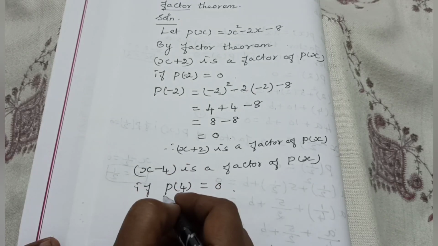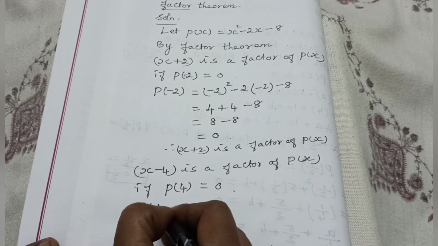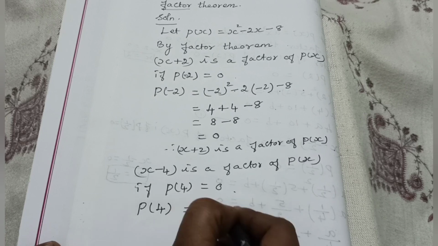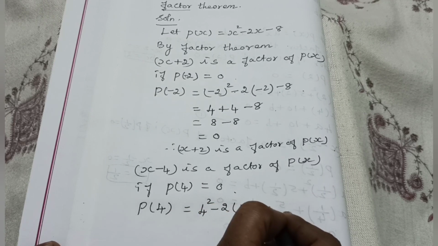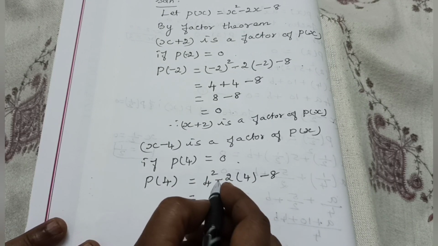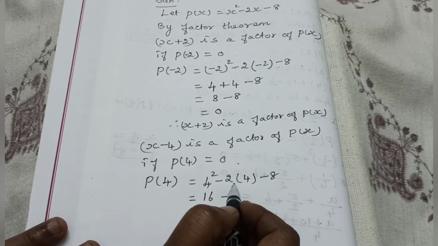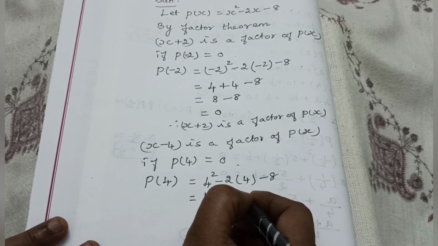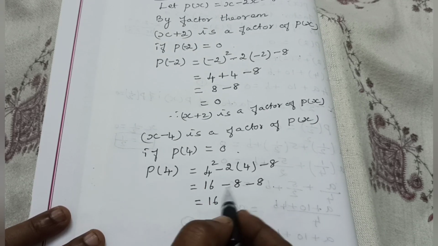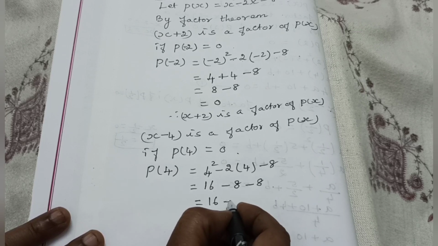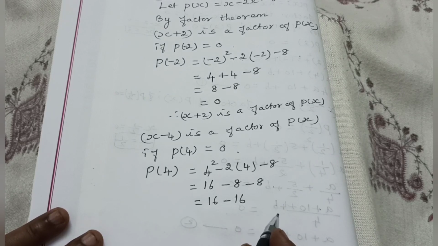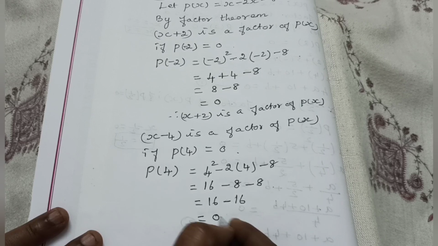0. Okay, then p of 4: in place of x we have to substitute 4. Then 4 square minus 2 into 4 minus 8. Okay, then 4 square is 16. 16 minus 2 4s are 8, minus 8. Then add the negative numbers, the common sign is minus, isn't it? 8 plus 8 is 16. Then 16 minus 16 is 0, okay?